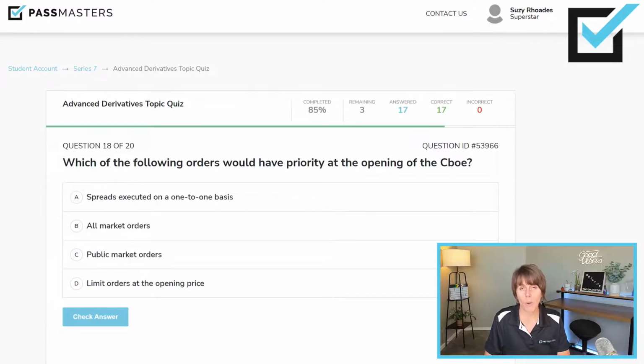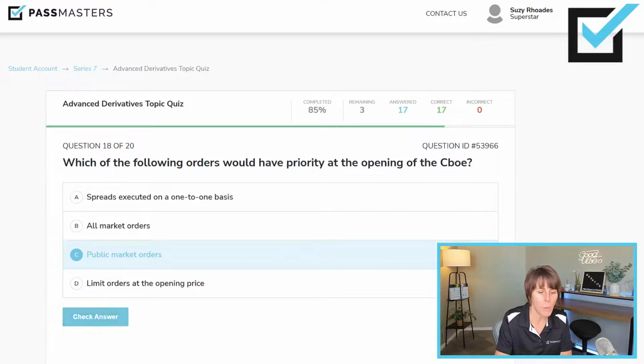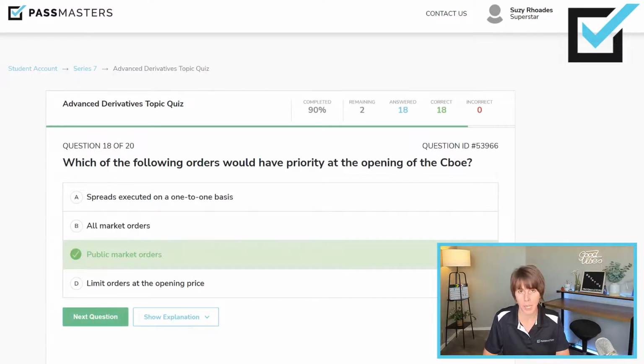Which of the following orders would have priority at the opening of the CBOE? That's the Chicago Board Options Exchange. Spreads executed on a one-to-one basis, all market orders, public market orders, or limit orders at the opening price. What has priority at the opening? Public market orders.